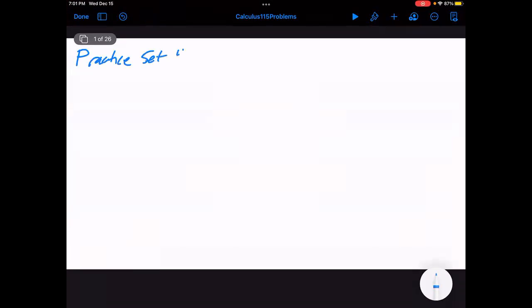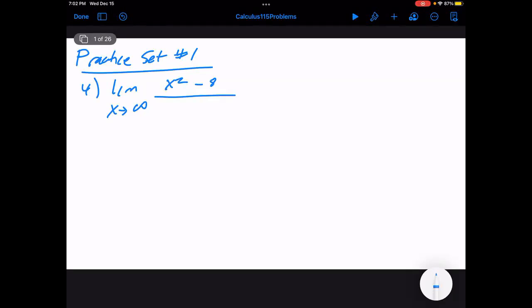Okay, so this is practice set number 1. The first problem was number 4, which is the limit as x goes to infinity of x to the 4th minus 8 over 10x squared plus 25x plus 1.